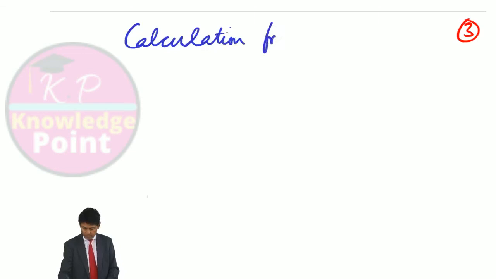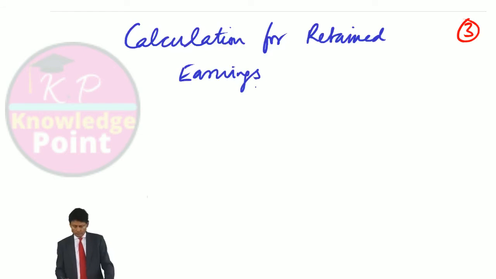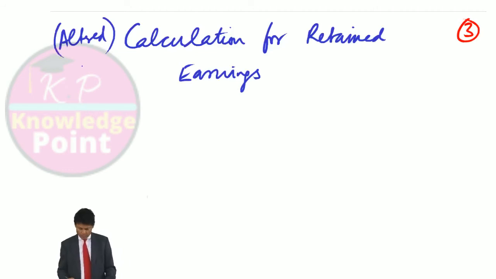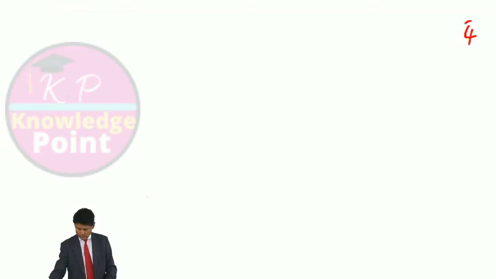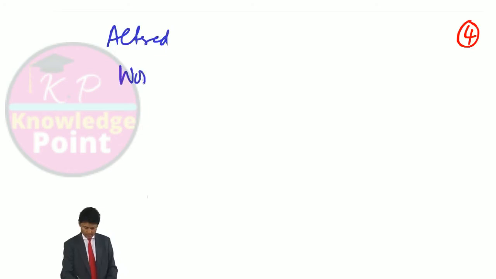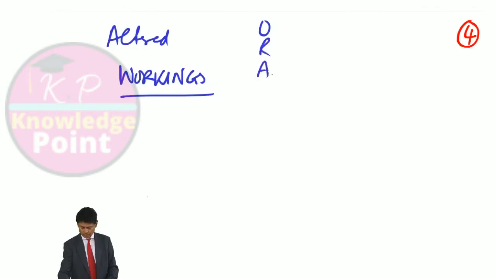This is where I would like you to open up what the question says. They want all workings and a separate calculation for retained earnings. So let's say calculation for the retained earnings. And then on what is now page 4, let's do some workings. So we use this oral technique. Open up required accounts, read the question, make your adjustments, line by line solve.